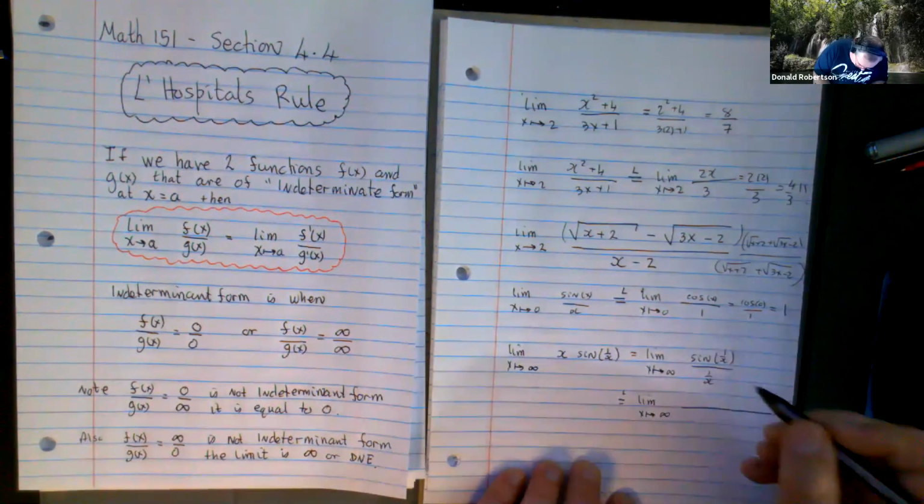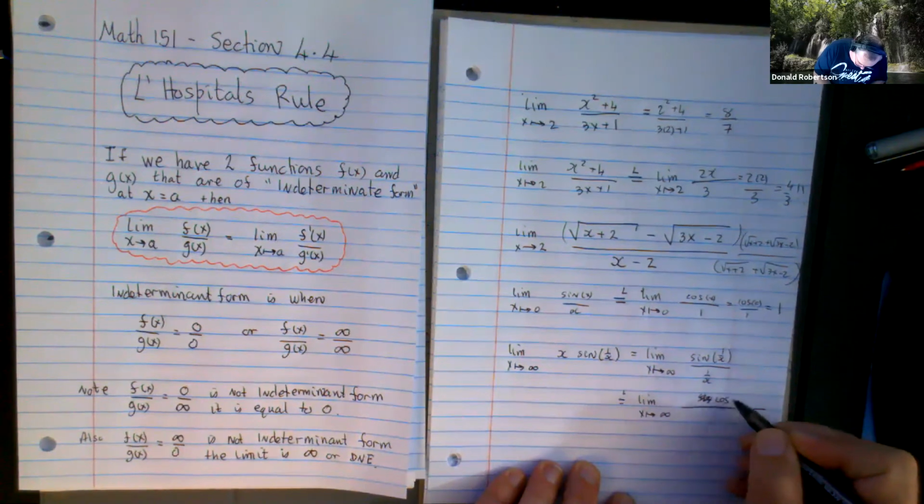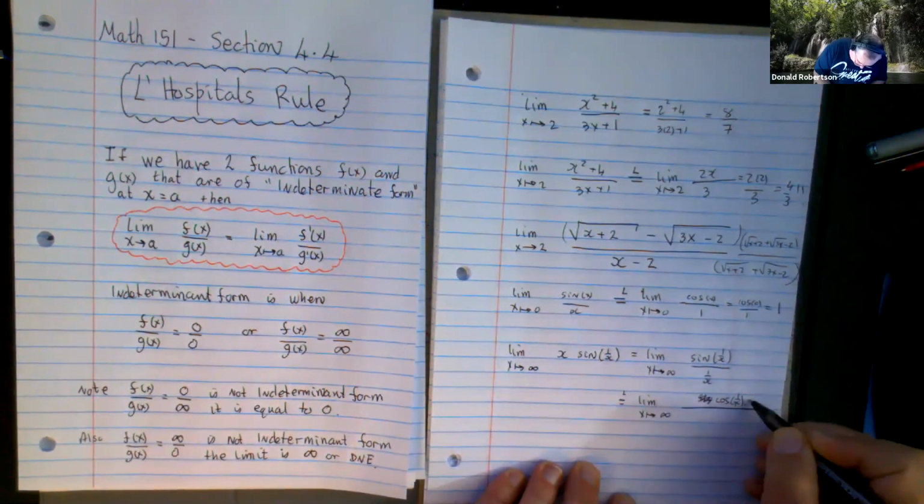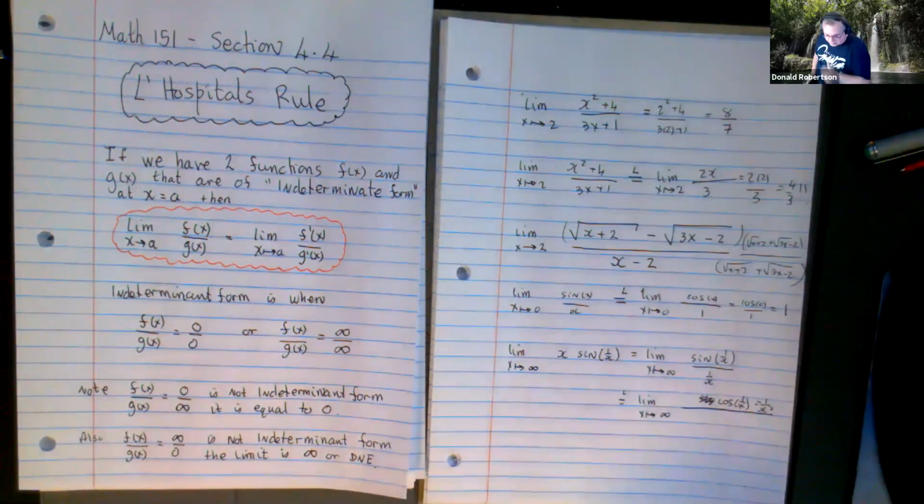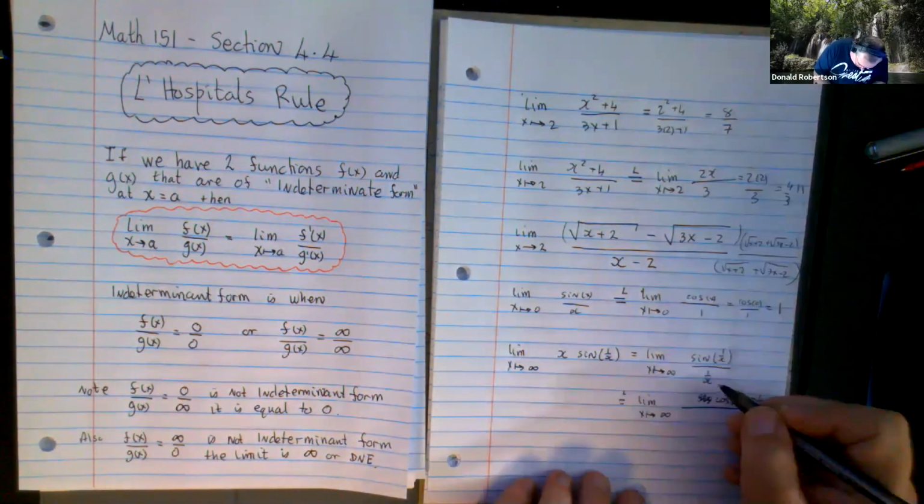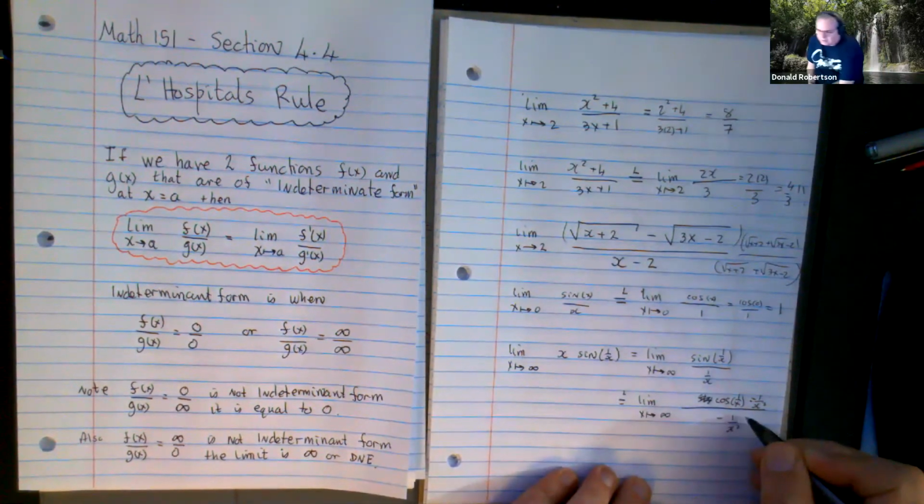I will differentiate the sine of 1 over x. If you differentiate the sine of 1 over x, you get the cosine of 1 over x times the derivative of 1 over x, which is negative 1 over x squared. And on the bottom, I will differentiate 1 over x, and you can trust me, you get negative 1 over x squared.